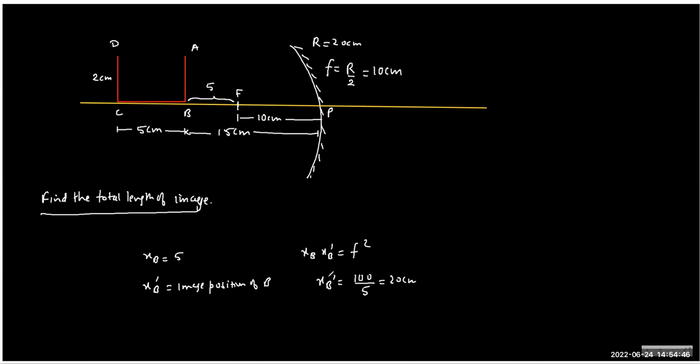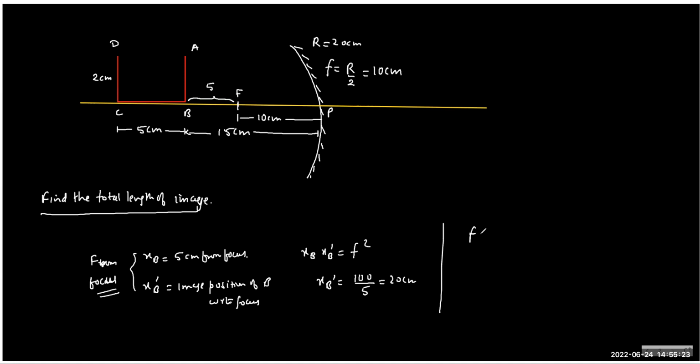Correct? Yes. 20 from focus means 30 from pole. Correct? Yes, sir. 30 from pole. So these are from focus. Okay. Let's see. Pretty easy. So we got the answer of B location.